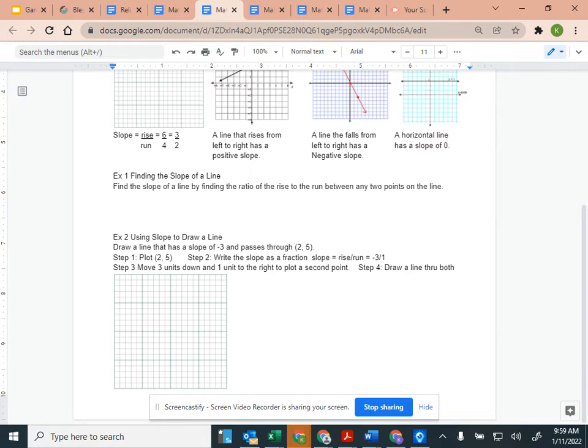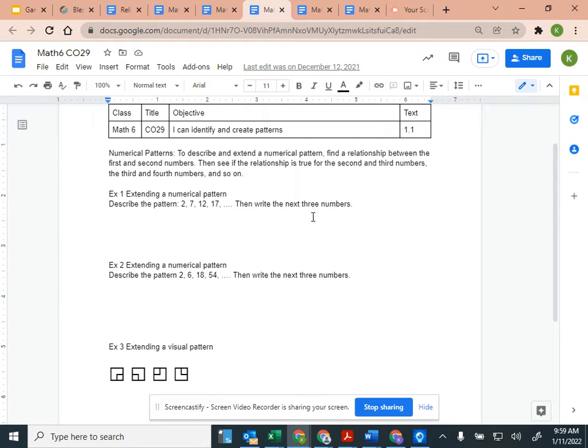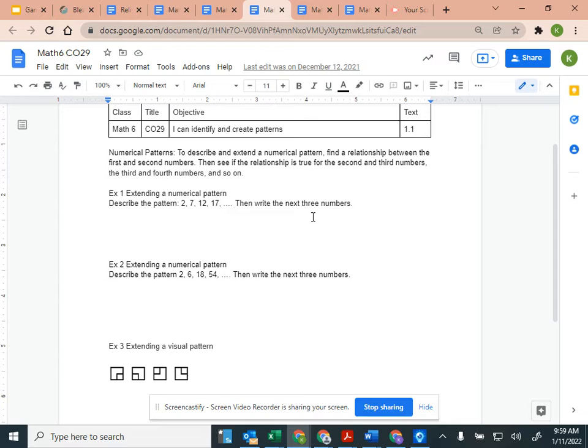All right, let's look at our next objective. I can identify and create patterns. So now this is what we started doing after Christmas break. So this was last week. Okay, number patterns. We were pretty much rocking those number patterns. Okay, we remember how to do that.